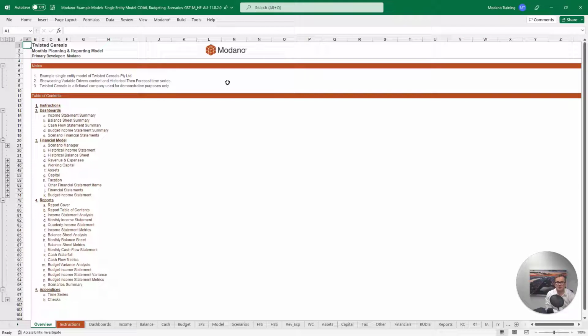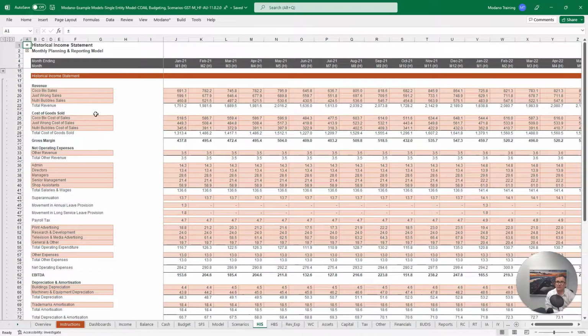Now, when you first bring your COGS information into your financial model via your accounting package, it comes into the historical income statement. As you can see here, we have 3 lines of COGS being brought in, those 3 categories being Cocoa Bix, Just Wrong, and NutriBubble's cost of sales. And we have their historical COGS information on the right-hand side of the sheet here.